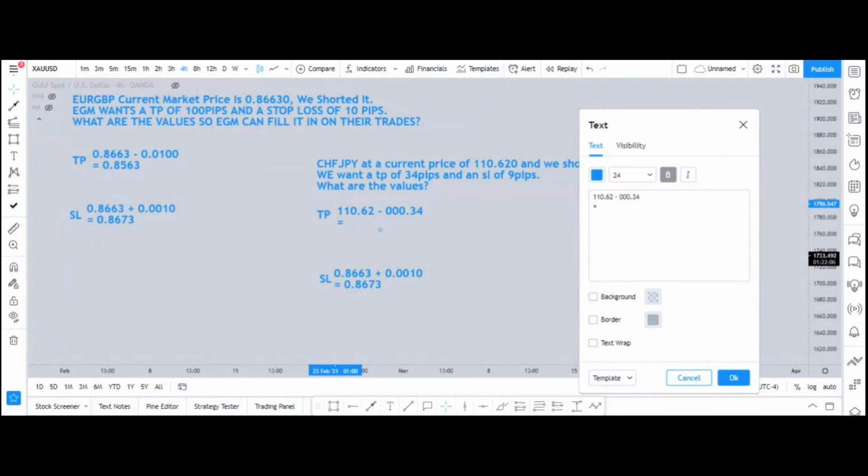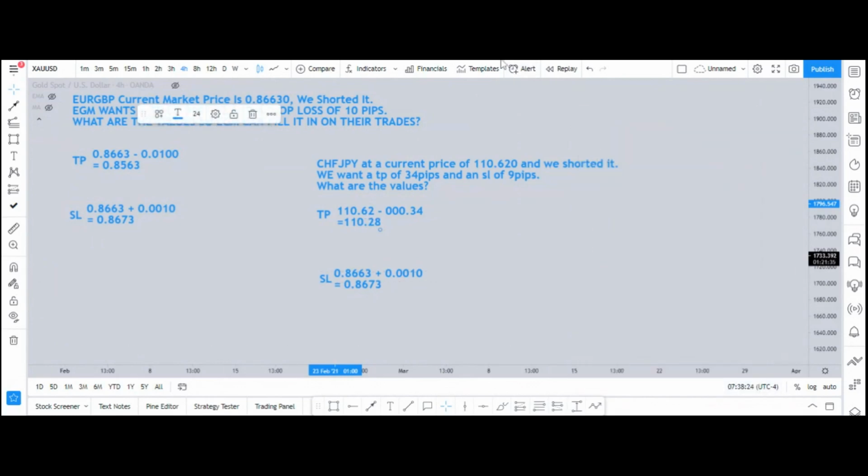Sorry about that. So I said 110.62 minus 000.234. And we know 2 can't go into 4, so we need to borrow from 6. We borrow 1 from 6, that's 12. 12 minus 4 gives us 8. So we have 8, and we have 5 remaining. 3 from 5, that's 2. And we have 110.28. That's how we arrive at that value.